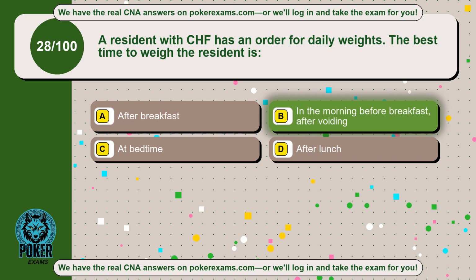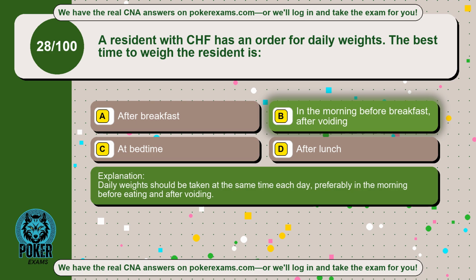The correct answer is option B, in the morning before breakfast, after voiding. Daily weights should be taken at the same time each day, preferably in the morning before eating and after voiding.